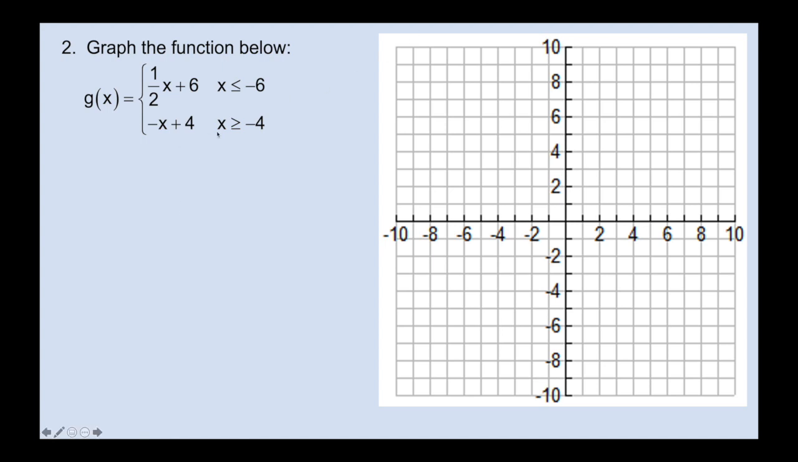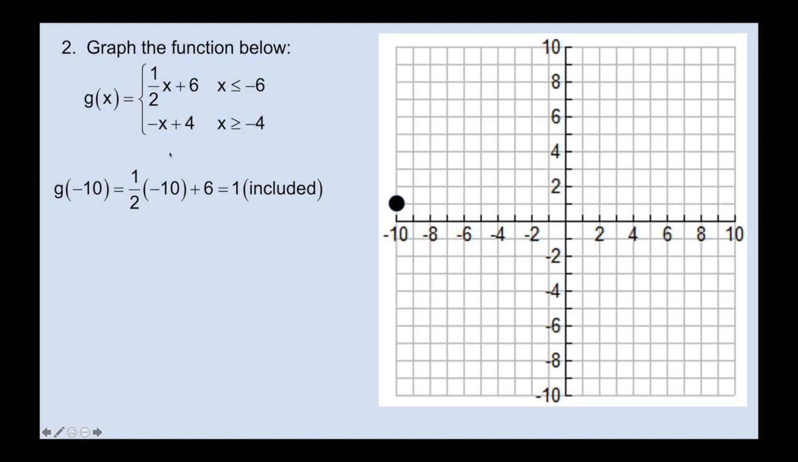Now when I go to plug things in here, at -10, I'd be plugging that into this function here. So half of -10 is going to give me -5. -5 plus 6 is going to be 1. That is included, so I'm going to go ahead and make a closed circle at that point at (-10, 1). Now I'm going to plug in -6.